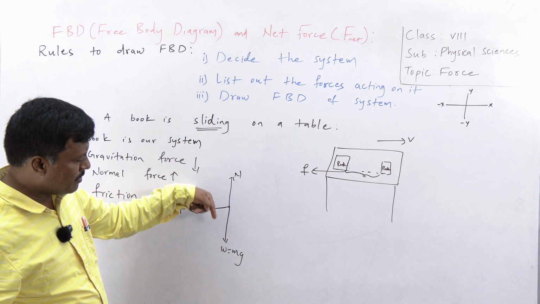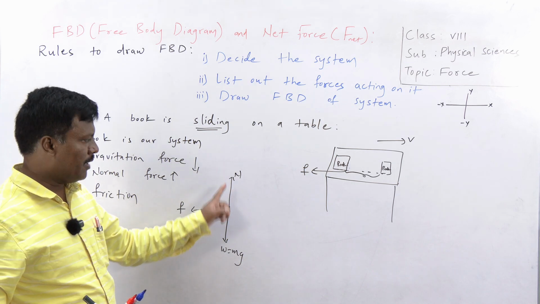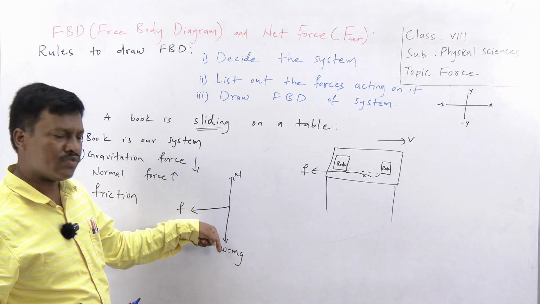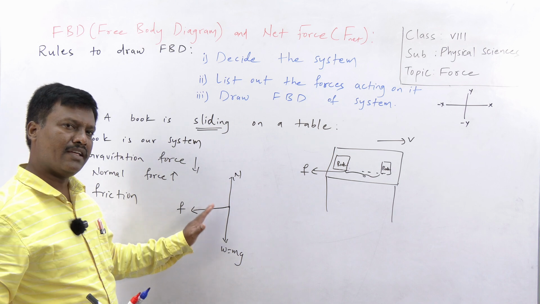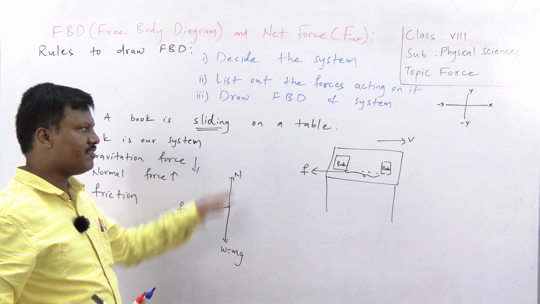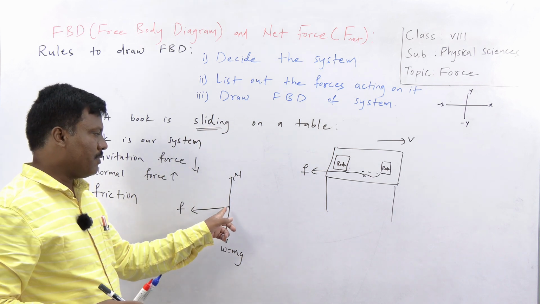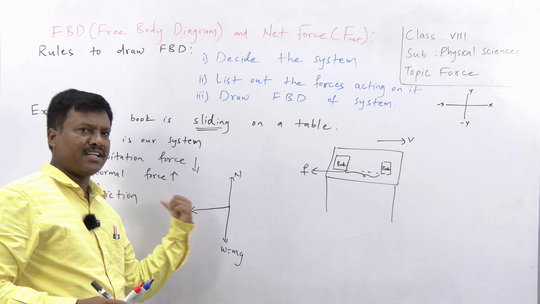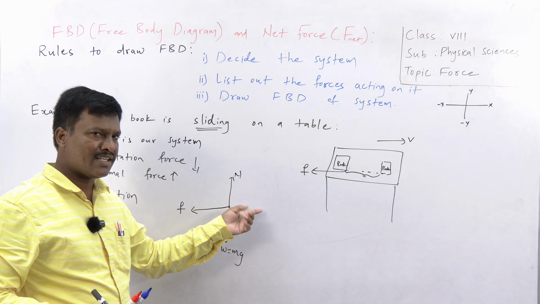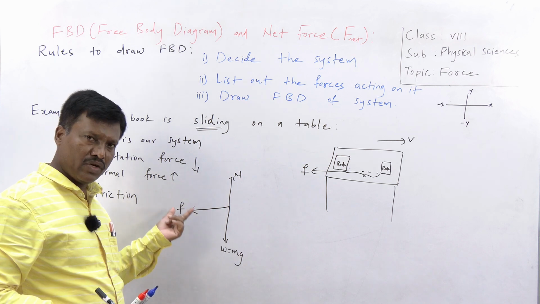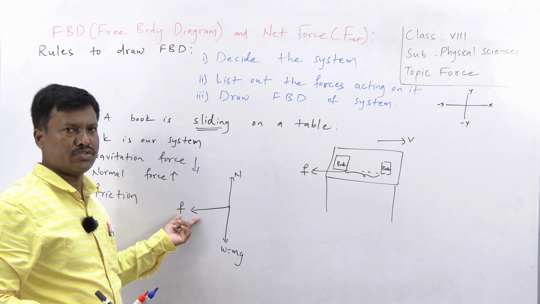Here the downward force is balanced by the upward force, or the upward force is balanced by the downward force. These two forces are acting in opposite directions. That is why net force along the vertical direction is 0. But here, this force acting horizontally towards the left side, is any force balancing this force towards the right side? No. The net force is equal to only this frictional force.